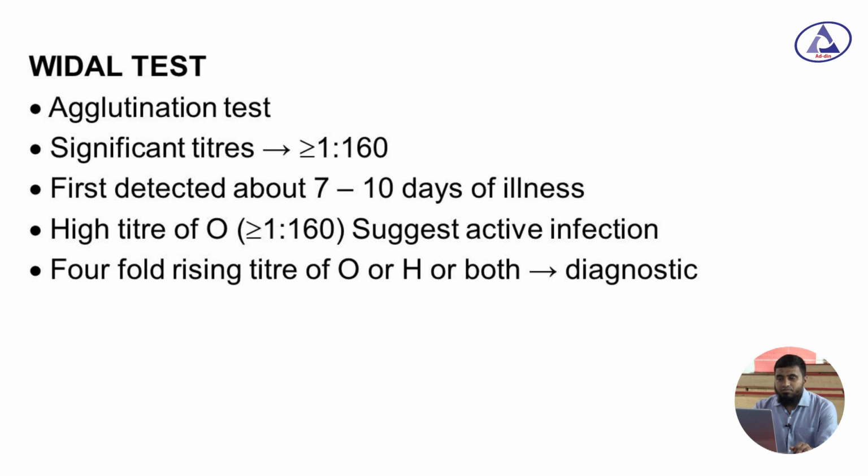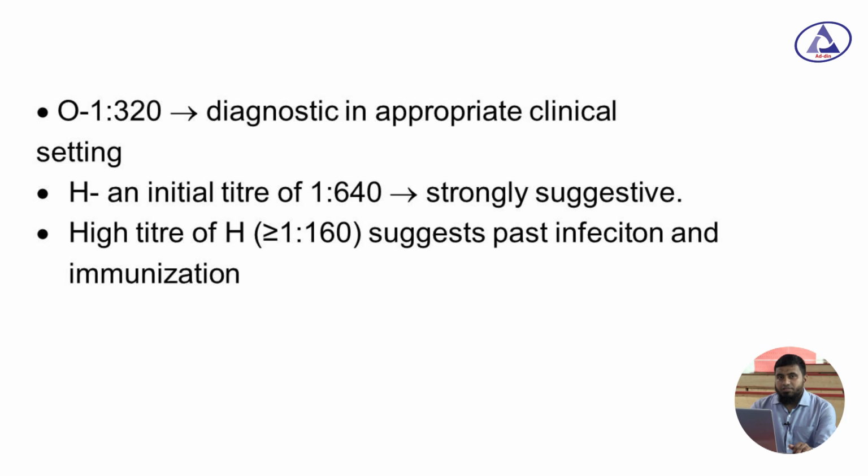this titer is a rising titer we can find gradually in the course of the disease. It is first detectable in 7 to 10 days of illness. The high titer, that is 1:160, is suggestive of active infection regarding O antigen, and a fourfold rise of the O or H antigen or both is always diagnostic. If the O antigen titer is 1:320, it is diagnostic in appropriate clinical settings. If the initial titer of the H antigen is 1:640, then it is strongly suggestive of active infection.